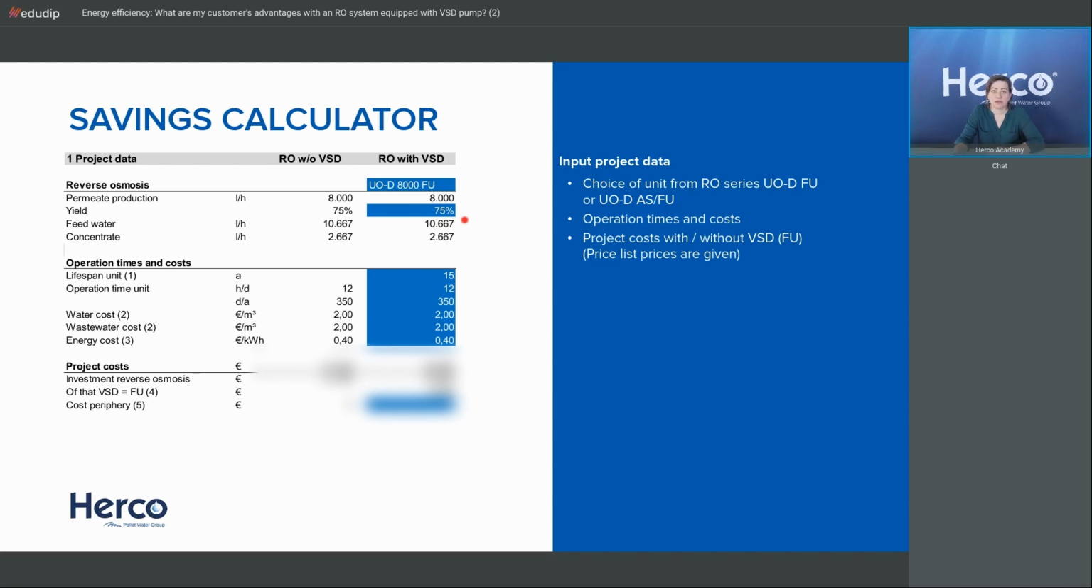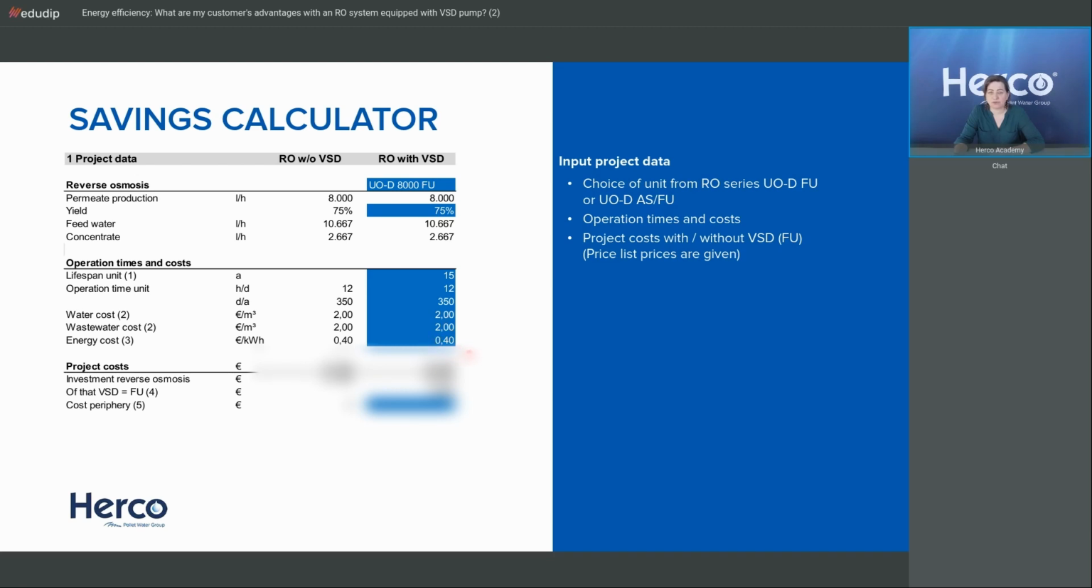It's not that relevant for the energy consumption really, but it's relevant for the water consumption, and we have included the water consumption in the calculation so that you have a full picture. You choose the lifespan of the unit. We would expect 15 to 20 years. You choose your operation time in days and hours, and you fill in the water and wastewater cost and the energy cost. €2 here is pretty typical.